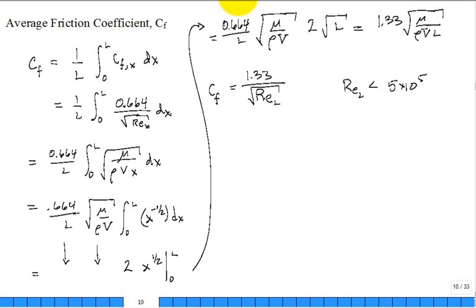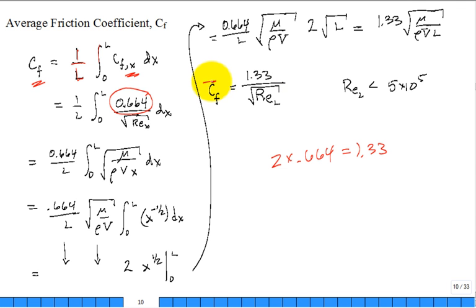I did this before. If you wanted to go from a local to an average, you just do 1 over L integral of the local from 0 to L, from the leading edge to the trailing edge. When you do that, you just take this coefficient, which was 0.664, and it ends up just doubling it. What's 2 times 0.664? Around 1.33. But you can do the math, and if you're honest with the math, you'll get the same answer.